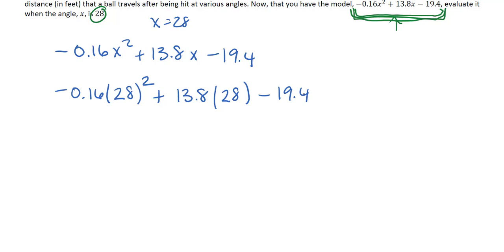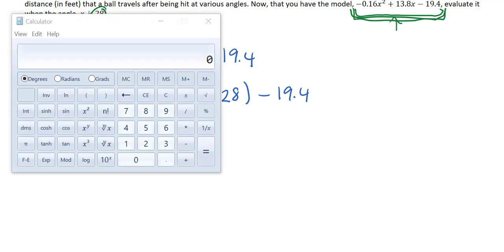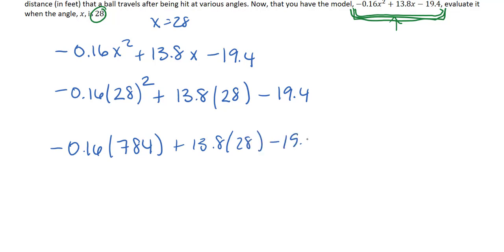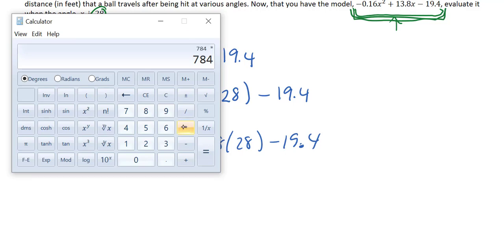So let's just get our calculators out. The first thing we're going to deal with is the exponent. So we got 28 times 28, which is going to be 784. So we'll keep that in parentheses, and we're just going to go ahead and write out the rest. Now let's go ahead and multiply the 784 times this negative 0.16.